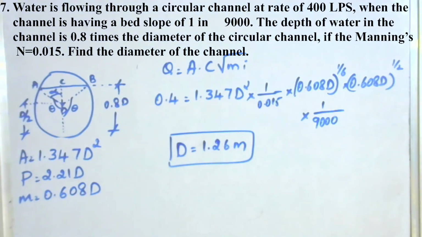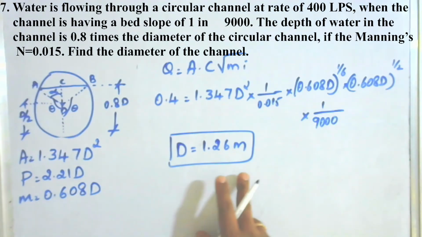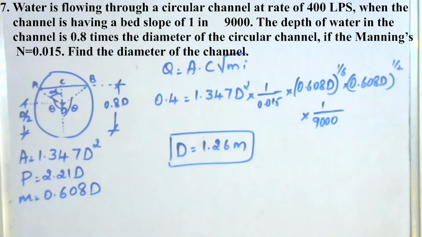So the problem asks to find the diameter of the channel. Sometimes if we are asked for the depth of flow, it is very simple: the depth is equal to 0.8 times D. You just multiply 1.26 by 0.8 and you get the depth of flow, which is almost equal to 1 meter. This is how you should solve problems on the regular channel section. Okay, thank you so much.